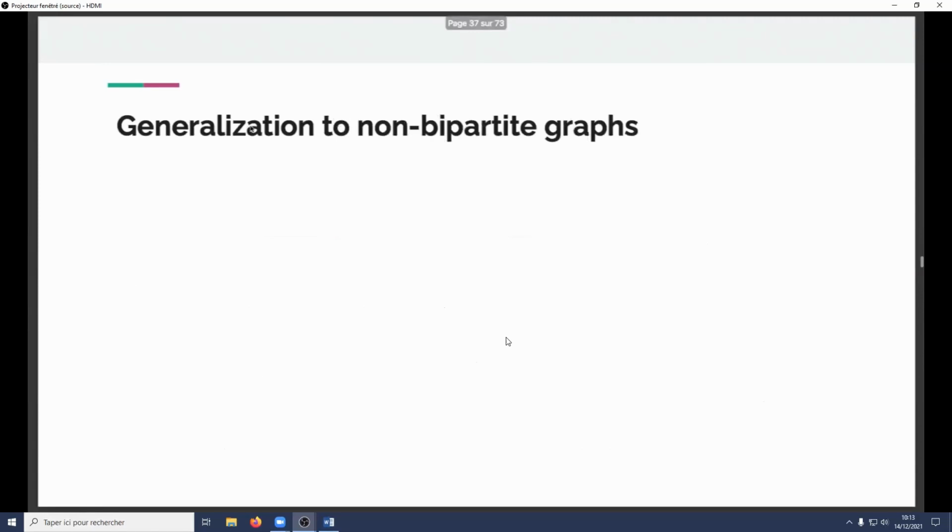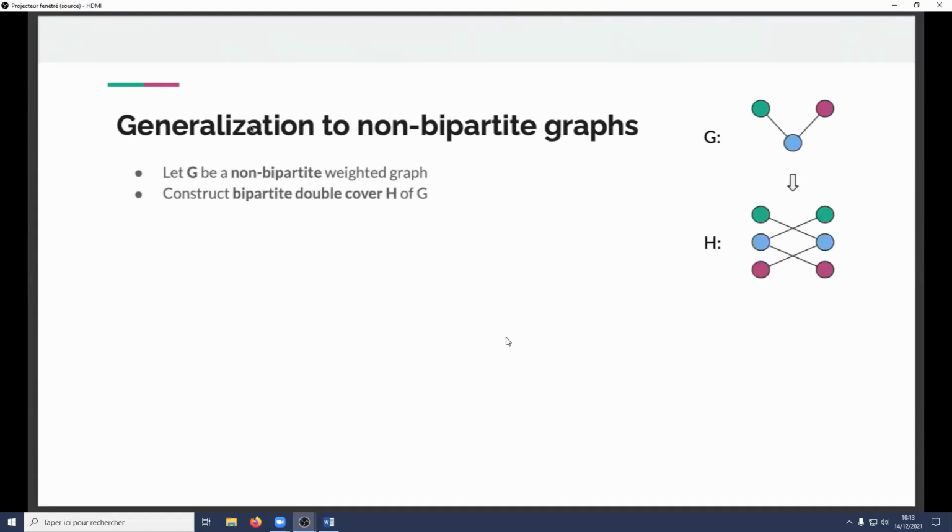So now let's switch to the generalization to non-bipartite graphs. The idea for non-bipartite graphs is pretty simple, but it just works for some subfamily of general graphs. You will see in a second. So let's assume we have a graph G, which is non-bipartite and weighted. Then we first construct the so-called bipartite double cover. I don't know if everybody knows what that is, but let me shortly explain.